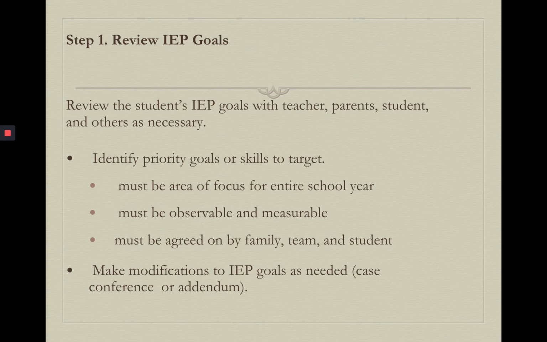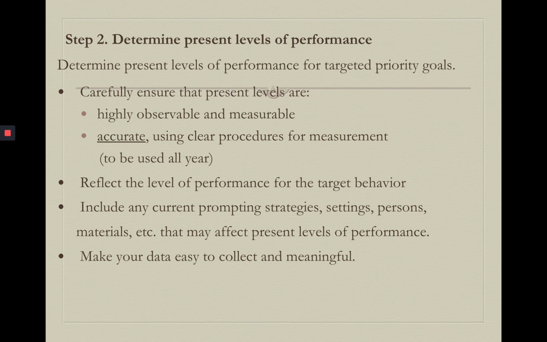Now, sometimes you might get a student who transfers in which you did not write the IEP, right? So in that case, you might need to make modifications to IEP goals as needed, okay? This would oftentimes require you to convene an IEP meeting, right? If you are actually making modifications or creating addendums to your IEP, okay? Once you have solid IEP objectives, again, you determine the student's present level of performance, all right?